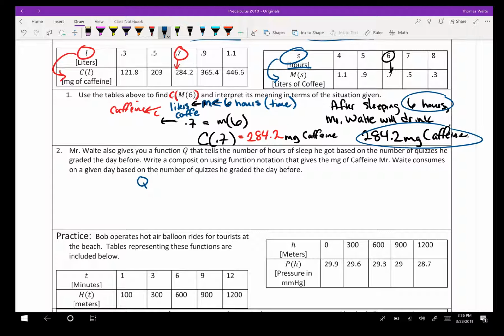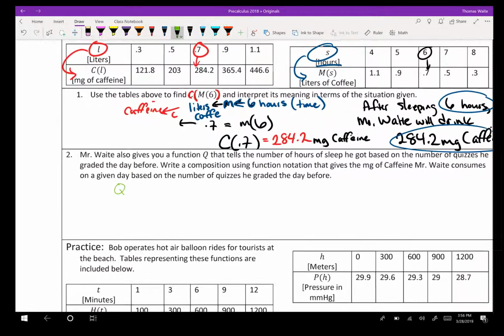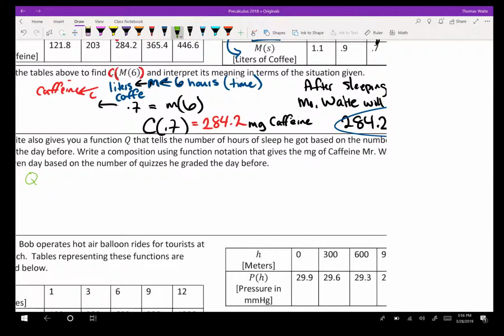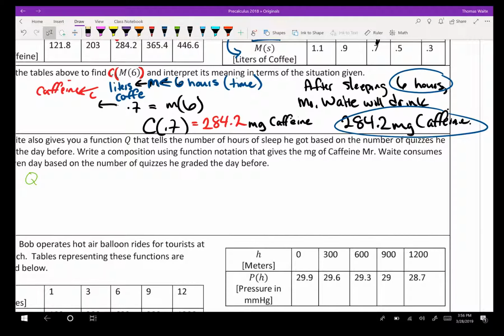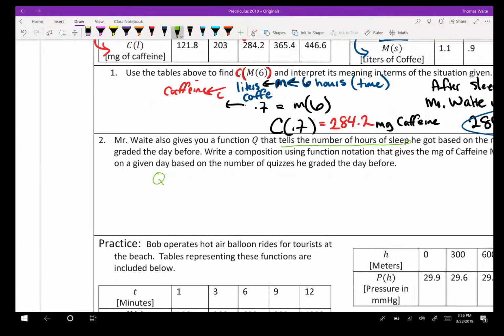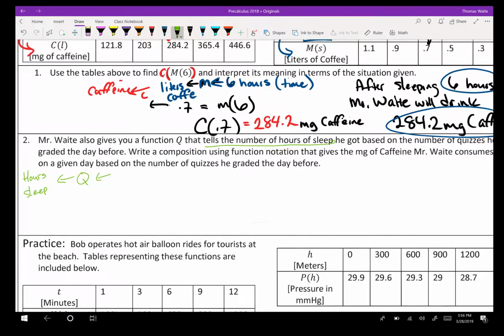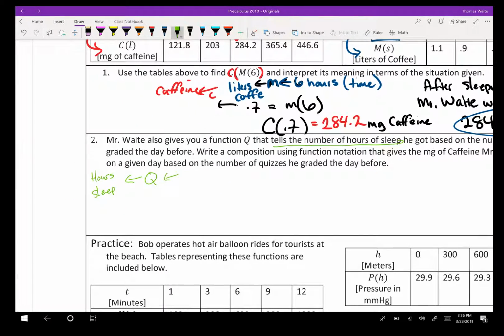I'm going to put a function q and give it an input and output here. I'm going to do it in green, actually. So a function q tells the number of hours of sleep based on the number of quizzes he graded the day before. So again, when I'm looking for inputs and outputs, it tells the number of hours of sleep. So that's going to be my output, hours of sleep. And I know my input, based on number of quizzes. So number of quizzes.